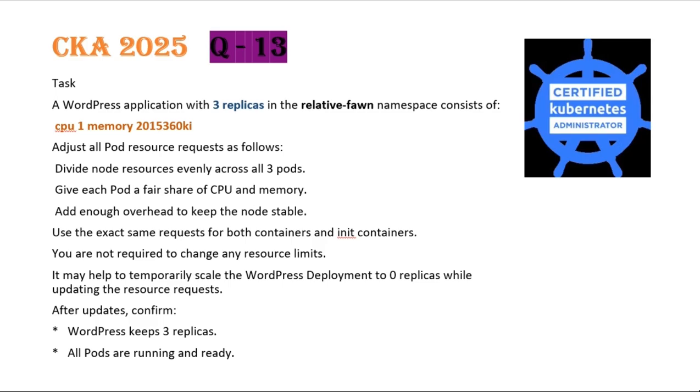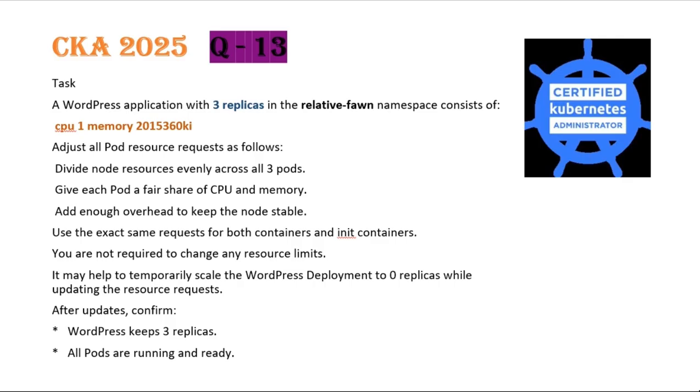So the question says, there is an existing WordPress application running with three replicas in the relative-file namespace, and it consists of CPU and memory resource requests also. Resources are provided, CPU and memory. What we need to do is adjust the resource request by dividing evenly across all the three pods. There are three replicas running, right? So that's the reason we need to divide the available resources, that is CPU and memory, across all three pods. So we need to give a fair allocation of resources, CPU and memory.